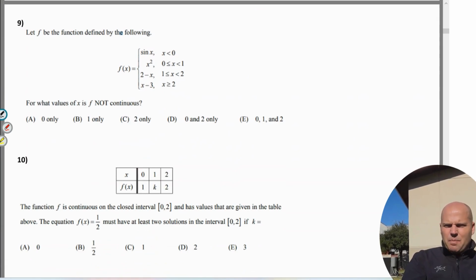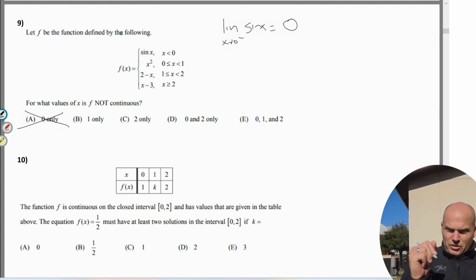All right, now we got a piecewise function. We got to make sure the pieces meet up. So we're going to be looking at the one-sided limits at 0, at 1, at 2, all of these x values. So I start with plugging 0 in here, I get 0. If I plug 0 in here, 0. So 0 is continuous.